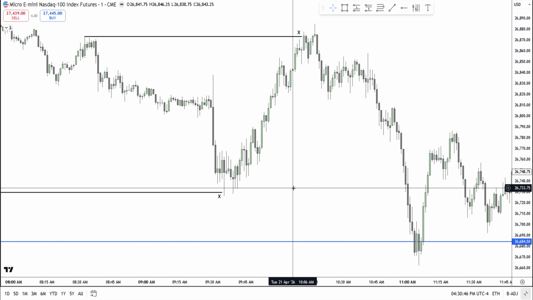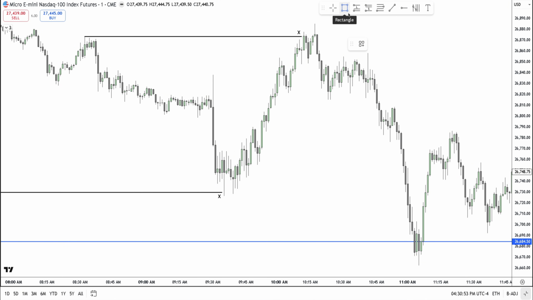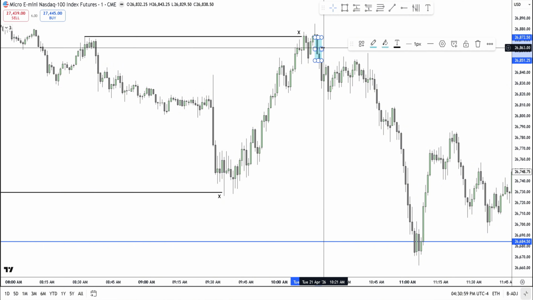Yo, what's up everybody? Today I'm going to be showing you my favorite ICT entry models, starting first off, getting right into it with fair value gaps.